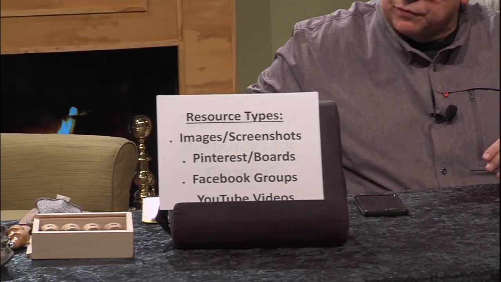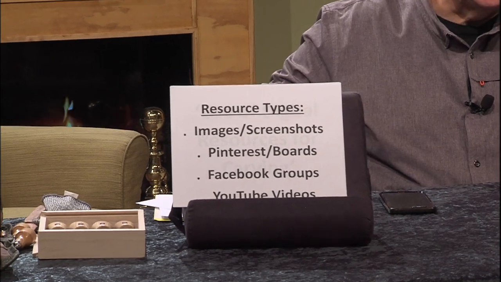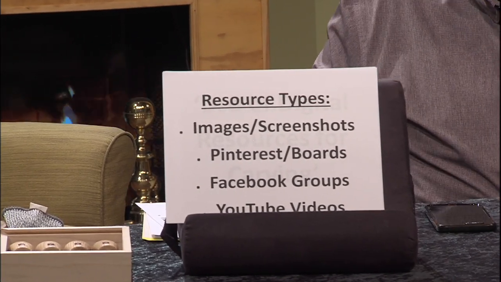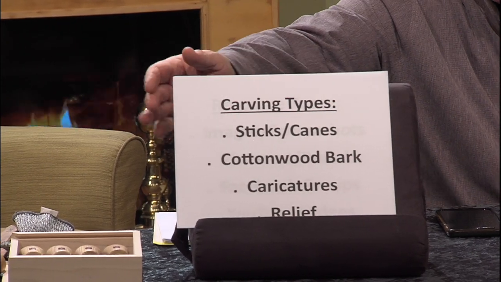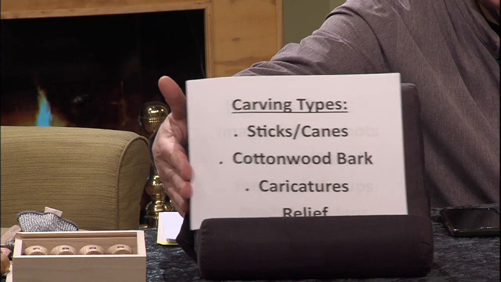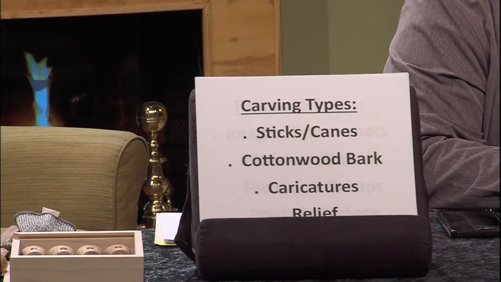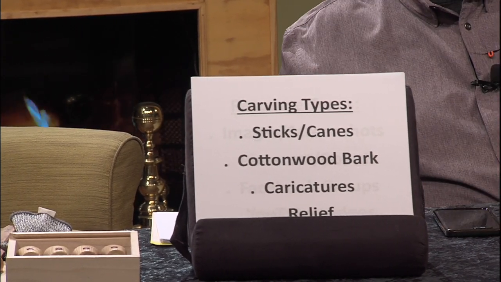Now, what types of carving we're going to talk about, I'm going to touch base on 4. The first one is sticks and canes. Second one is cottonwood bark, caricatures, and then relief carving. And there's probably endless additional types that are out there, but those are 4 that I've looked at in the past and I've found useful things on.